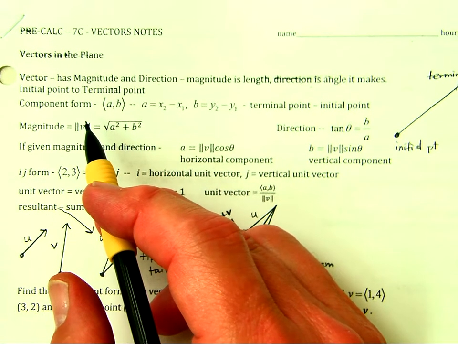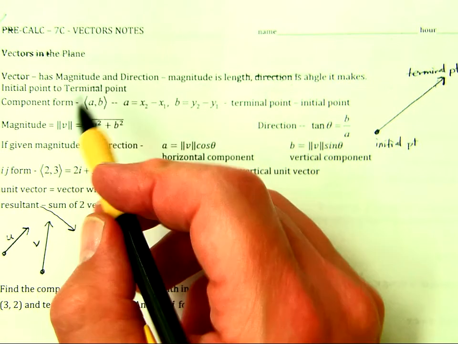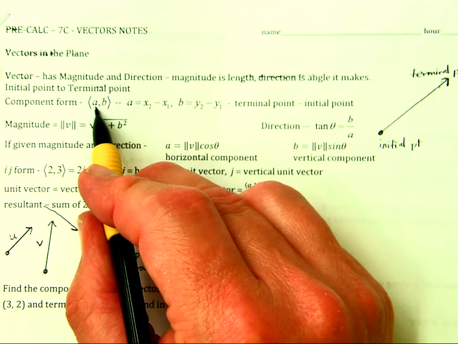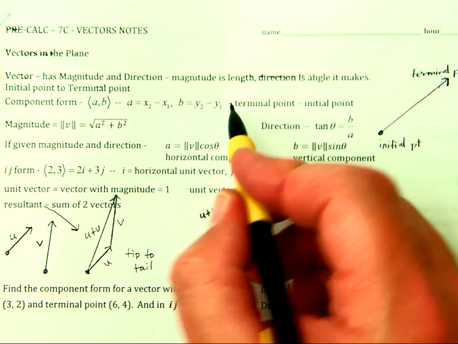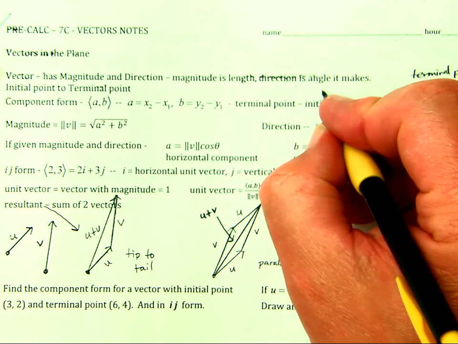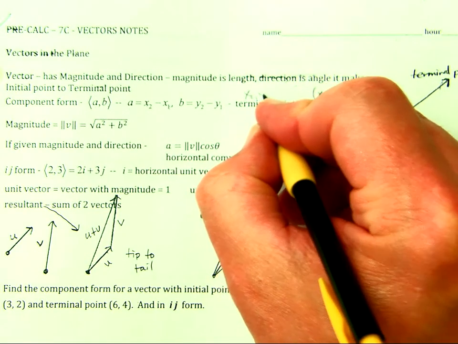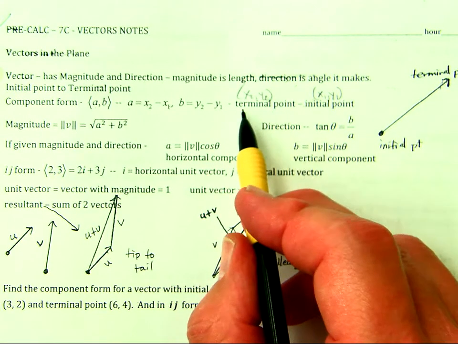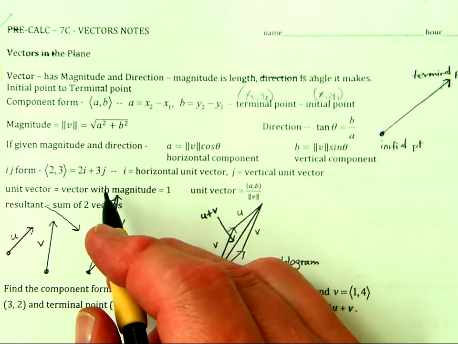Okay, to write it in component form, it's written like this with these kind of symbols on the outside. In component form, for the horizontal component, you subtract the x coordinates. You always take terminal minus initial. So if the initial point is x1, y1, and the terminal point is x2, y2, then for the horizontal we take x2 minus x1. For b we take y2 minus y1.